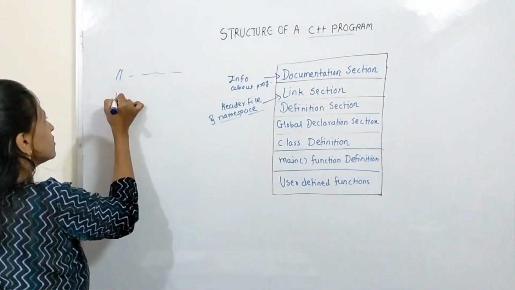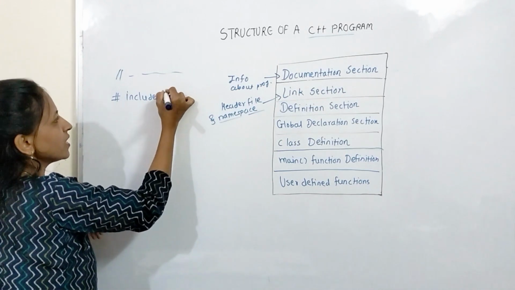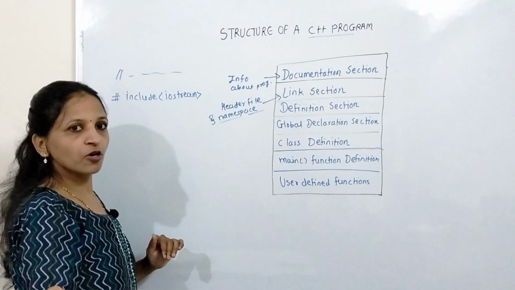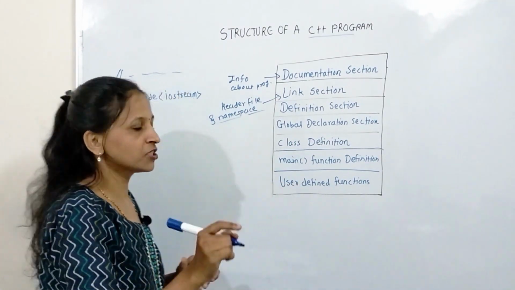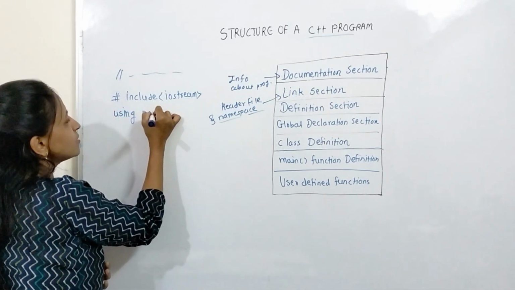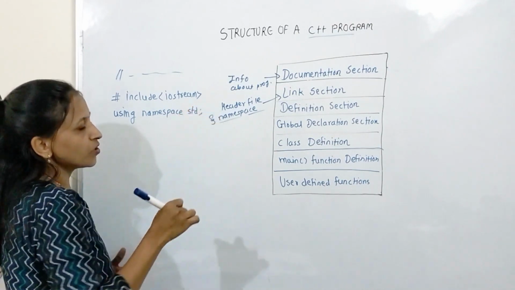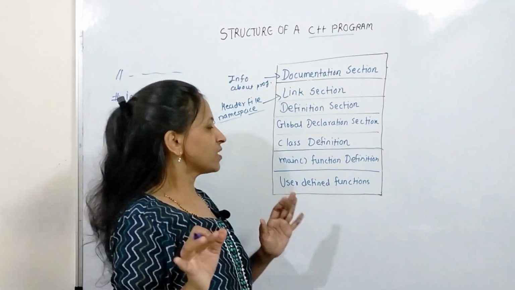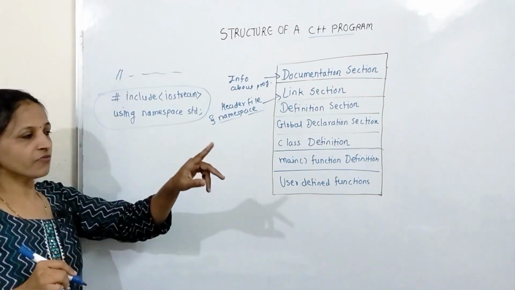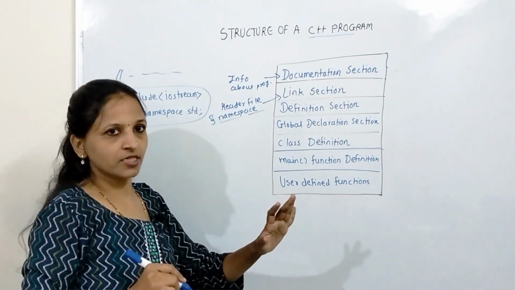Then in the link section, first we write hash include, then here we write iostream. Somewhere you have to use iostream.h if you are using old compilers like Turbo C++. And here you have to write using namespace std, because here we are going to use that inbuilt std namespace. Now this is nothing but a link section. Getting? Here we have to write the header file inclusion and namespace declaration.